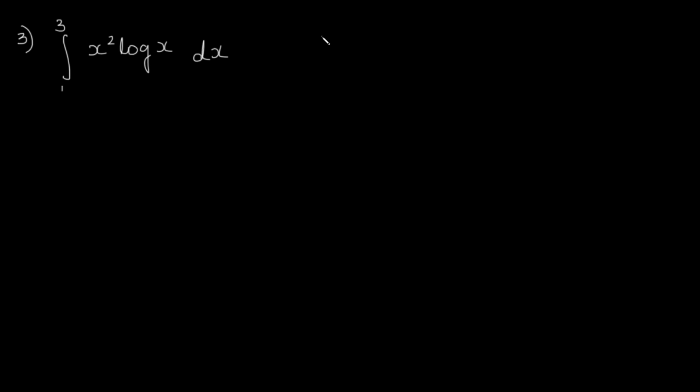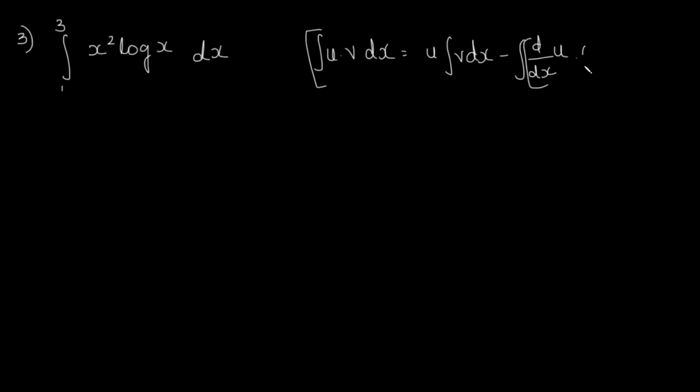So we use the formula u into v for integration, integral u v dx. The integral of u v dx becomes u times the integral of v dx, just to remind you of the formula, minus the integral of d/dx of u into the integral of v dx, the whole into dx. So this is the formula for u into v.